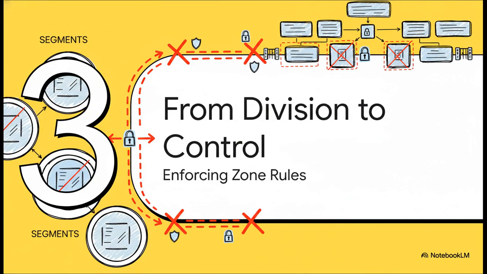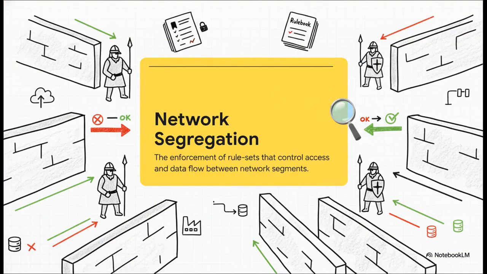Okay, so building the walls is step one, right? But walls are pretty useless without guards at the gates. Now we have to define and enforce strict rules about what's allowed to move between these zones we've created. This is where we go from just dividing the network to truly controlling it. Exactly. If segmentation is drawing the map of our city and building the walls, segregation is writing the laws and posting the guards. We're now creating and enforcing a rule book that says exactly what data can go where, who can send it, and what it's allowed to do. It's all about active control.